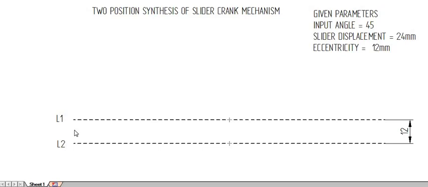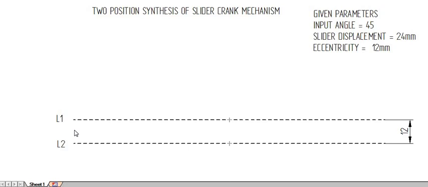Two position synthesis of slider crank mechanism. Here the question will be: synthesize a slider crank mechanism such that the input angle is 45 degrees, for which the slider displacement is 24 mm and the eccentricity is 12 mm.